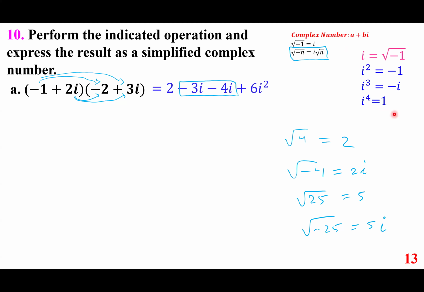The importance of this is that we shouldn't have powers of i. We should know what they become. And if the power is 4 or divisible by 4, then it becomes 1. So these two add up to -7i. This positive 6i squared becomes -6. And they add up to 2. They give us -4 minus 7i.